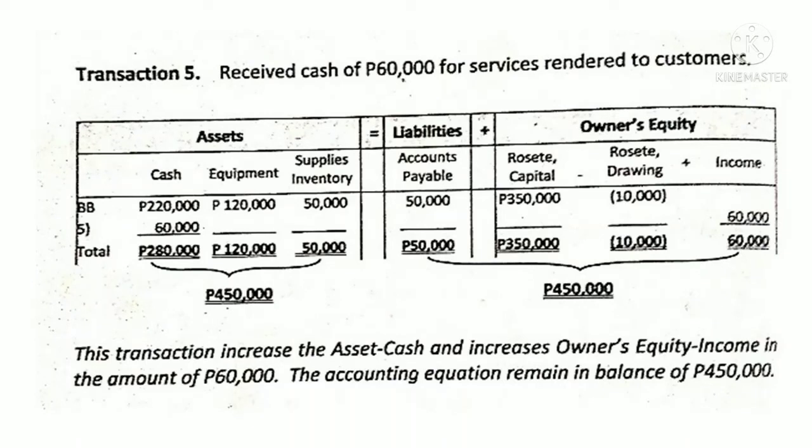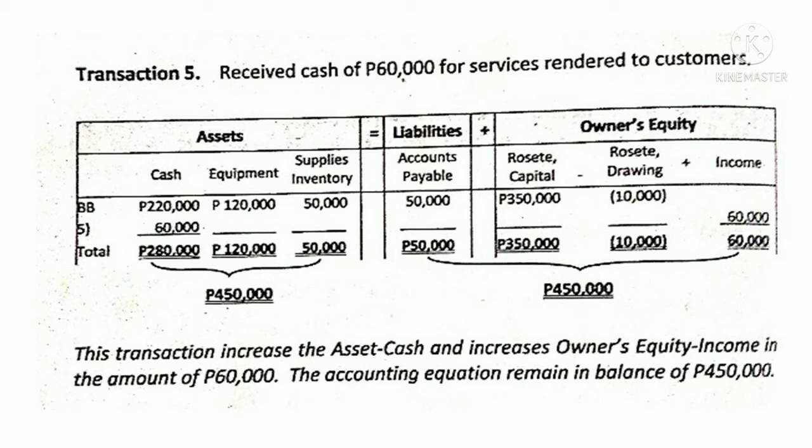Okay, transaction number 5. Received cash of 60,000 pesos for services rendered to customers. So nasulod na sa business ang na-receive nga 60,000 nga cash. So sa atong composition sa assets, atong beginning balance sa cash is 220,000 pesos. Plus ang additional nga 60,000, so the total cash is 280,000 pesos. So ang equipment as is nagpabilin siya, 120,000 pesos, then supplies inventory which is 50,000 pesos. So ang total assets sa company no is 450,000 pesos.